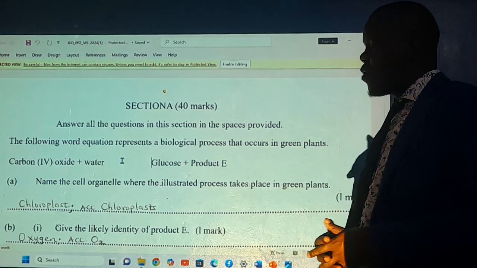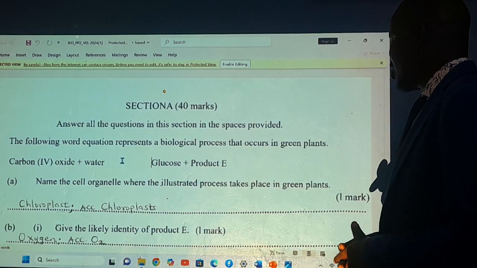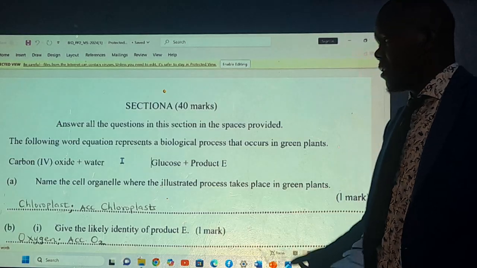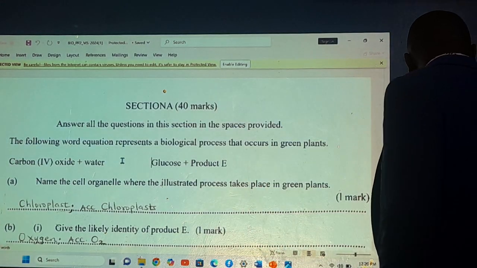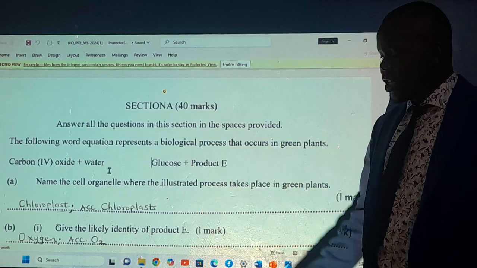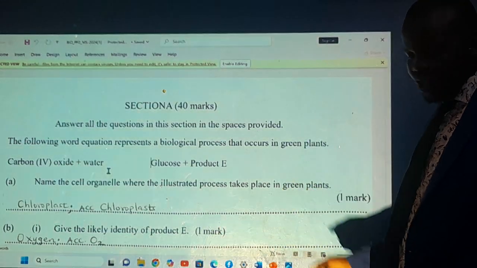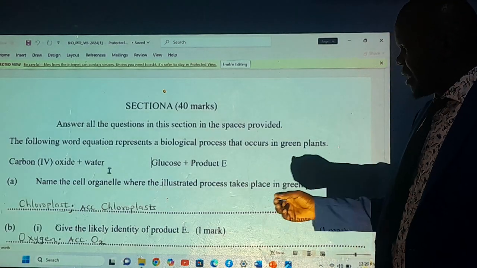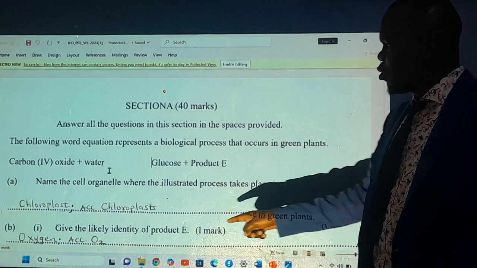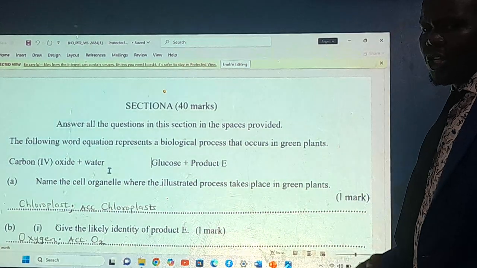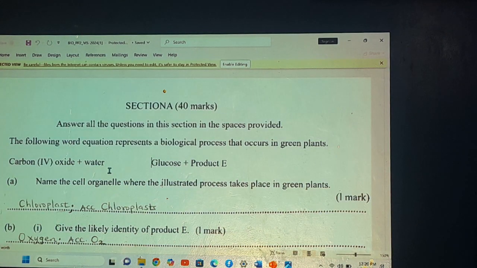The first question asked was to name the organelle where the illustrated process takes place in green plants. Where does this process take place? It takes place in the chloroplast. Chloroplasts was still accepted, but biologically it's wrong. The question was asking about an organelle, so it was supposed to be chloroplast only. That was the one to be accepted.